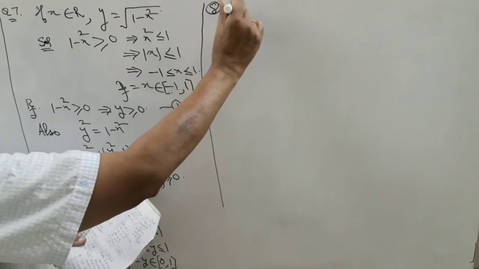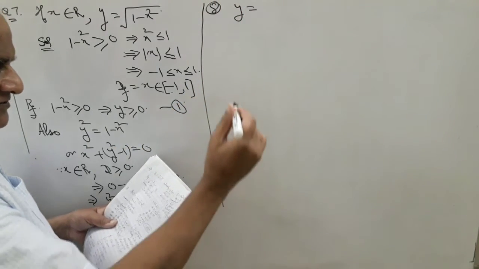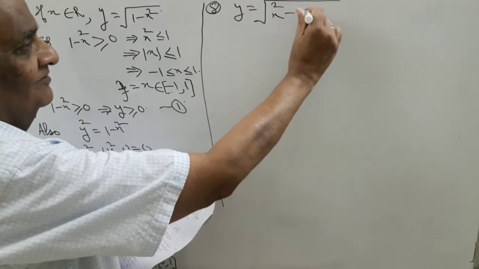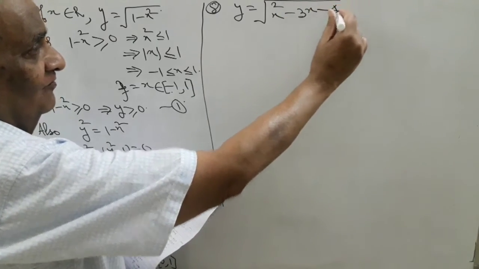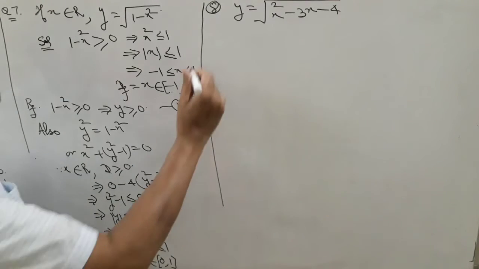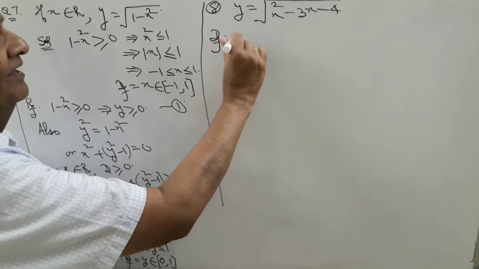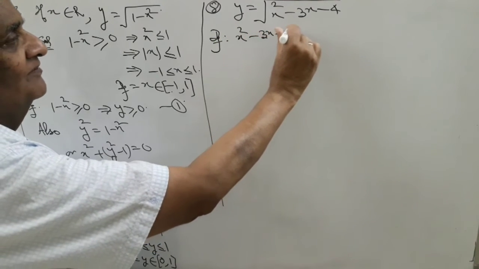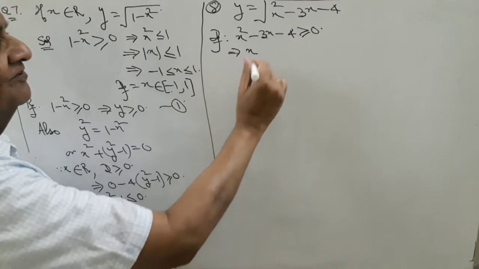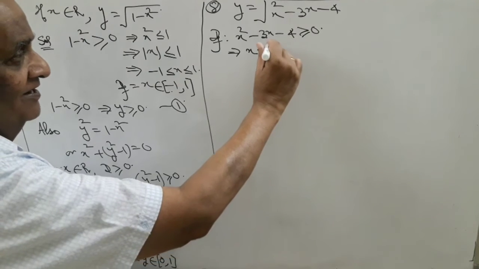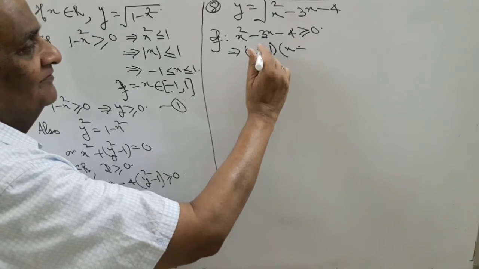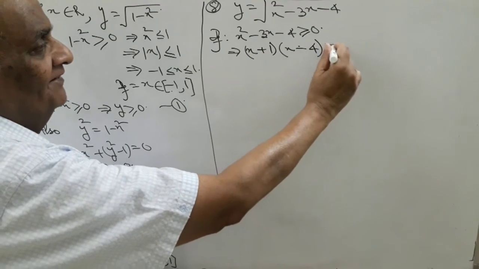Question number 8. y is equal to under root of x square minus 3x minus 4. See, I shall try to cover all the different possibilities. The domain of the function: x square minus 3x minus 4 must be greater than or equal to 0, which implies x plus 1 into x minus 4 is greater than or equal to 0.